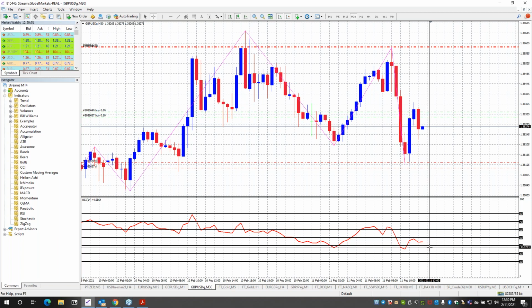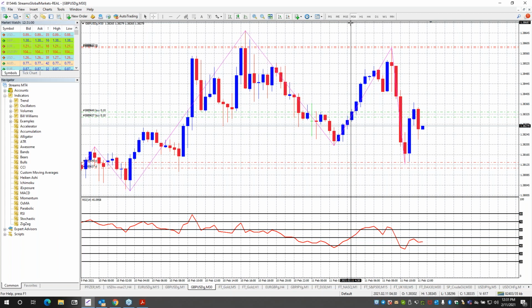If it comes down to the 40 level, I think there's a high chance of it going to the 30 level. This is on a 30-minute chart, so 30 times 3, that's about 90 minutes to about 150 minutes. If it breaks that 40 mark, I would say, then yeah, take the sell.